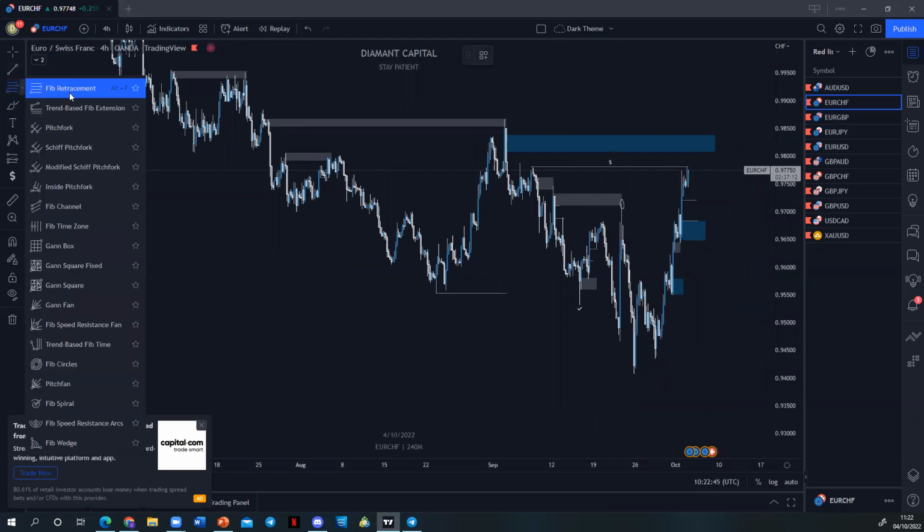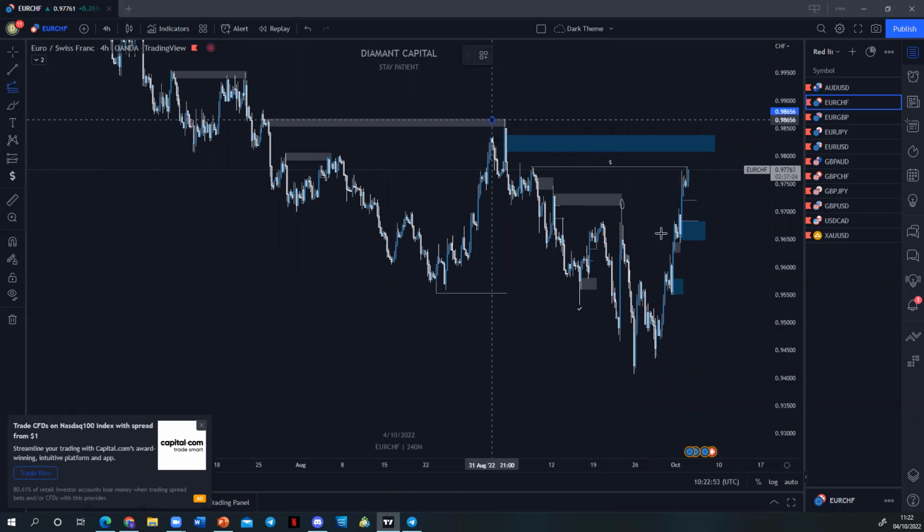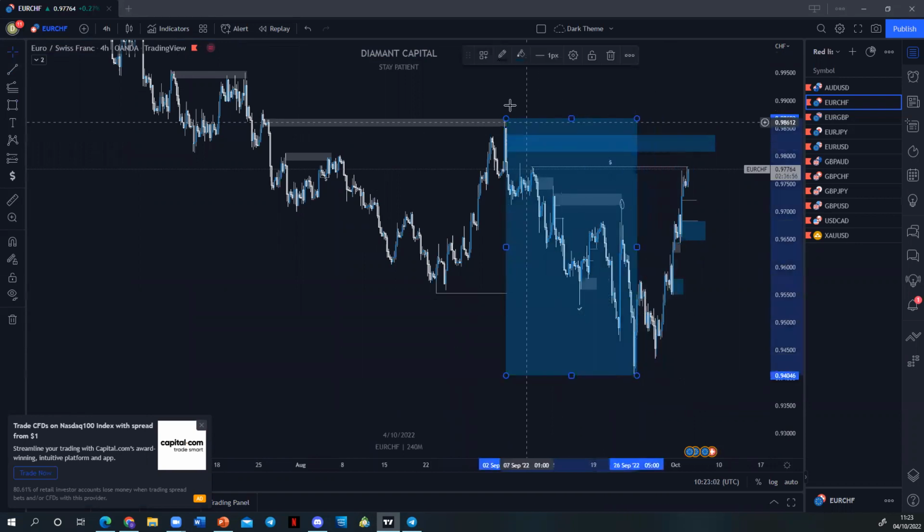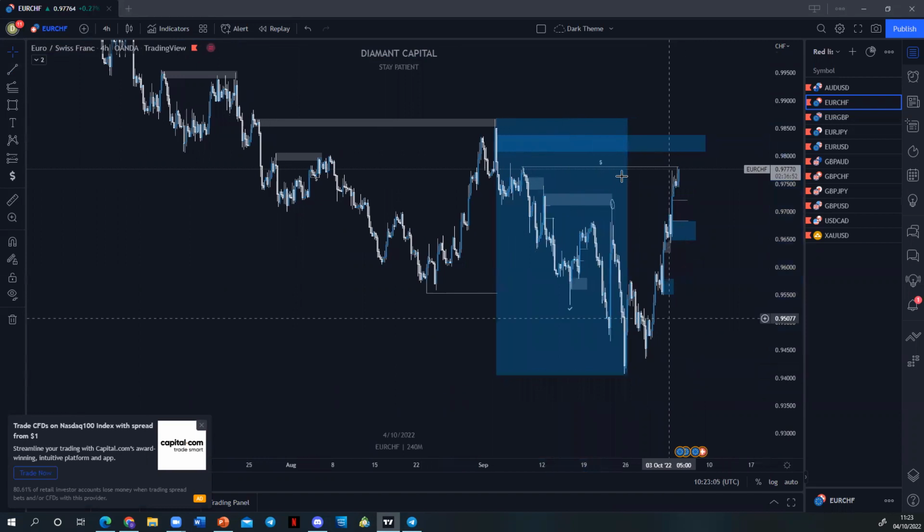let me actually do something that I never really do. Where is the fib retracement? It's been such a while since I've used it. I think it's this one. Well, not even. But anyways, what I'm trying to say is this. This right here, this whole move is one impulse in a way. So technically, we are still within this downtrend right here.